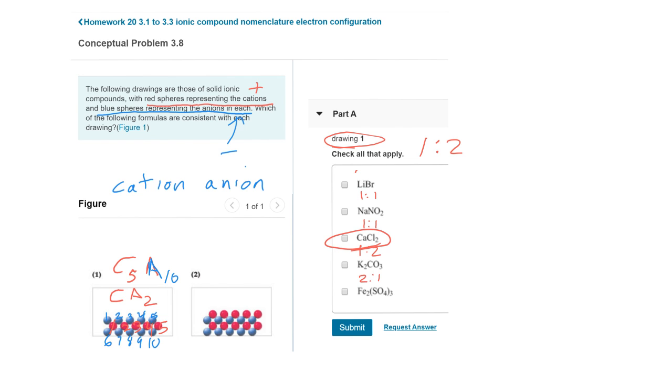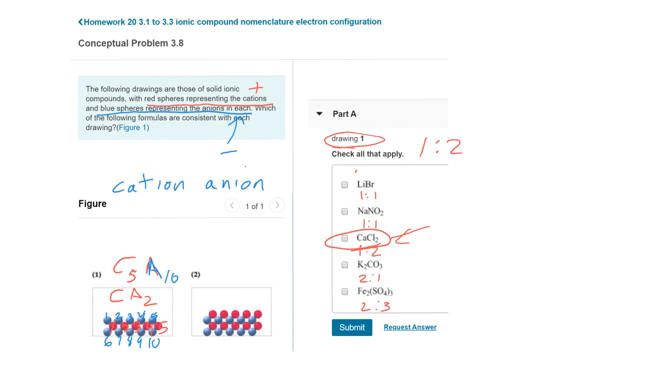This is a 2-to-1 ratio. That's not what we're looking for. This is a 2-to-3 ratio. So that's not what we're looking for. So for part A here, it's only going to be your calcium chloride. Note the compounds are going to be different for every single person in the class. But how you work it is always going to be the same. And drawing 1, every variation I've ever seen is always that 1-to-2 ratio.